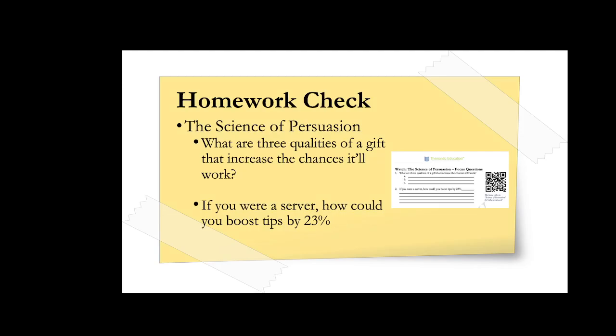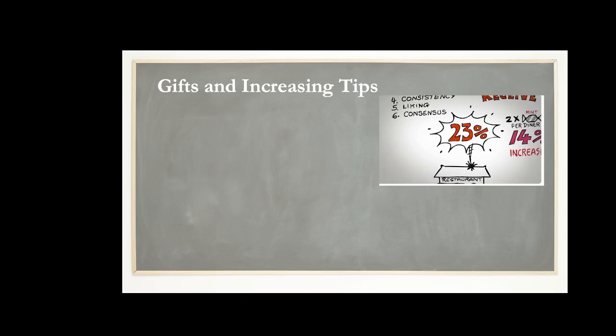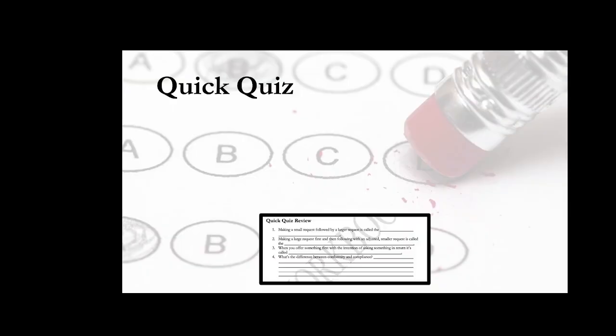Alright, so a quick check-in on the homework. They watched the video and answered the questions. Knowing the 3 qualities of a gift will be really helpful, I think, and it would really add value to an explanation of reciprocity in any short answer question on compliance techniques. Okay, so then you can chalk and talk the answers to the homework question, and then there's a quick 4-question quiz just about compliance techniques.